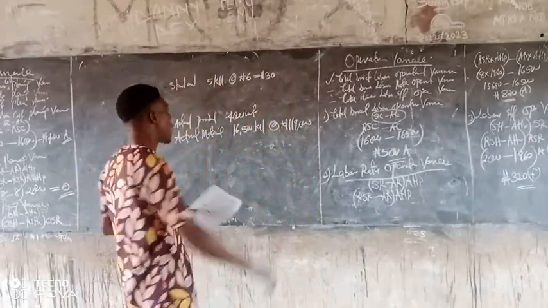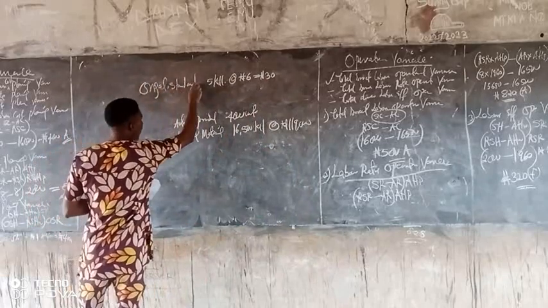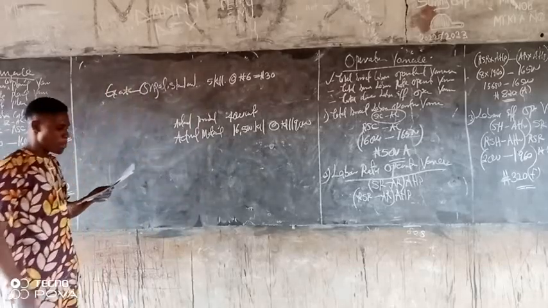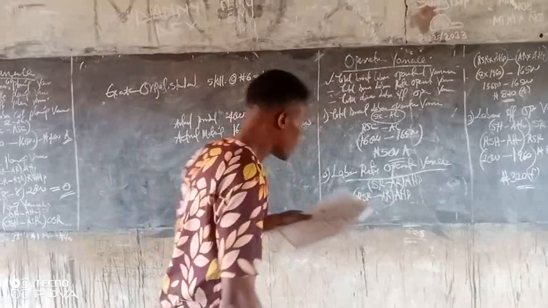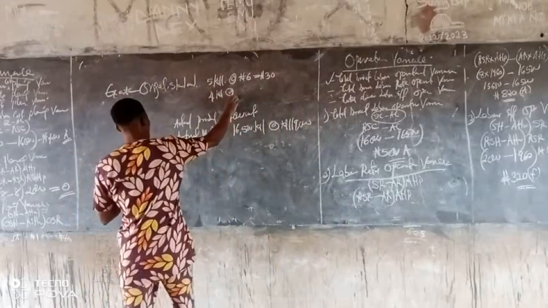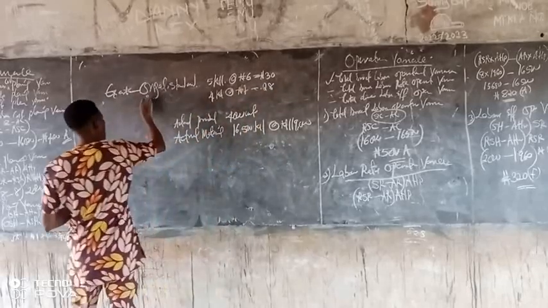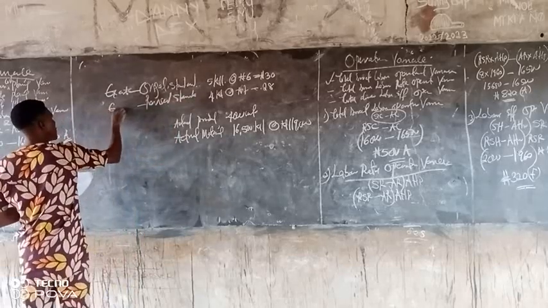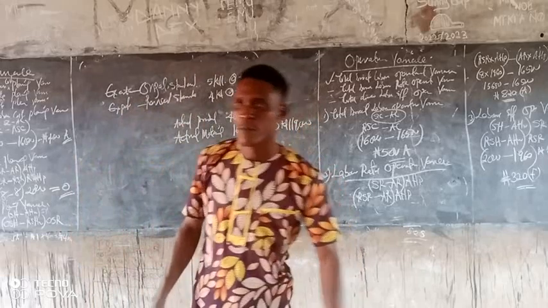The original standard is unrealistic. It should have been revised to 4 kilos at a price of 7 naira. That is our revised standard, which we call ex-post. So you are required to calculate the planning and operational variances.